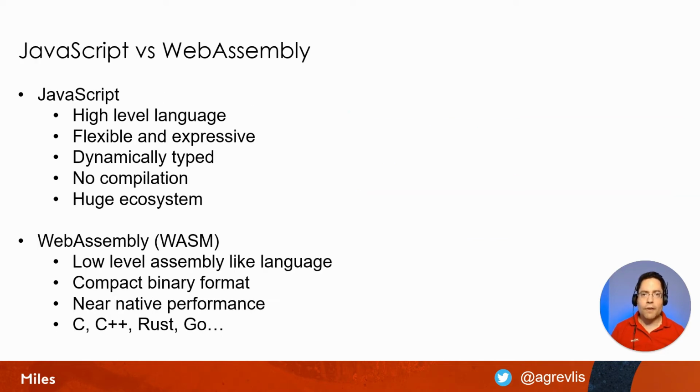If we compare JavaScript and WebAssembly, we can see that JavaScript is a high-level language. It's flexible and expressive. It's dynamically typed. You don't need to compile, and you also have a huge ecosystem. Whereas WebAssembly is a low-level assembly-like language. It has a compact binary format, and it promises near-native performance. Usually what you would like to do is use a high-level language like C or C++ or Rust or Go, and then compile these high-level languages down to WebAssembly. We will take a look at how that is done in a short while.